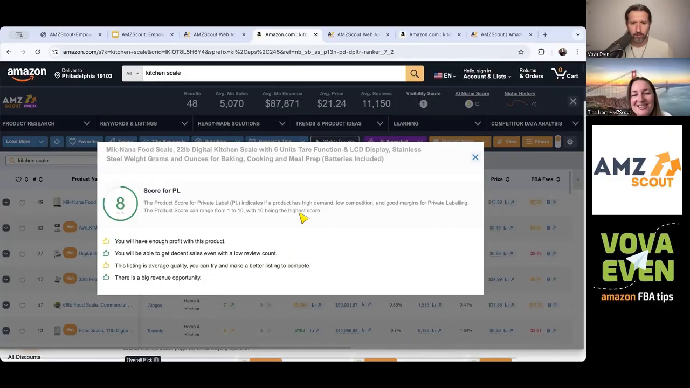It's not only a spreadsheet, it also has a lot of insight. It explains why this product has such a high product score for private label selling. It is 8 out of 10, and it simply explains that you will probably have enough profit with this product, and decent sales. The listing is average quality. You can try to make a better listing, not of this product, but of a similar product, and there is a big revenue opportunity.